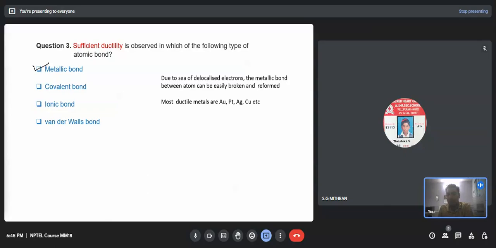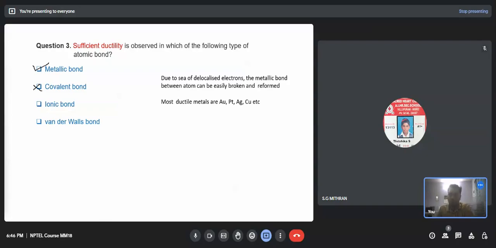Why not covalent bond? Covalent bond has some restriction at the angstrom level. The force between the two atoms will be too much compared to metallic bonds, and if it breaks, breaking itself takes so much energy, and reformation is not possible. So for covalent bond, we can't say ductility is there.